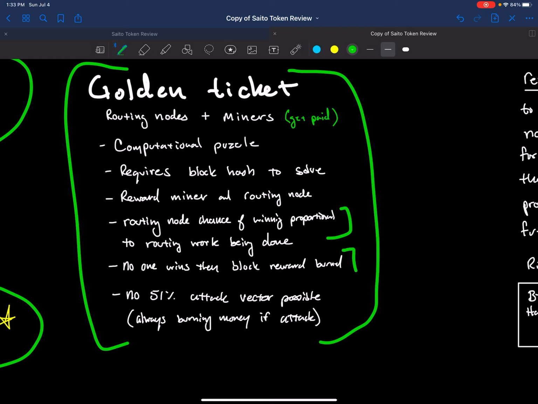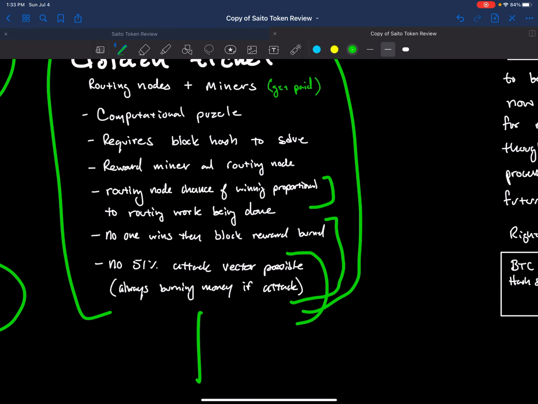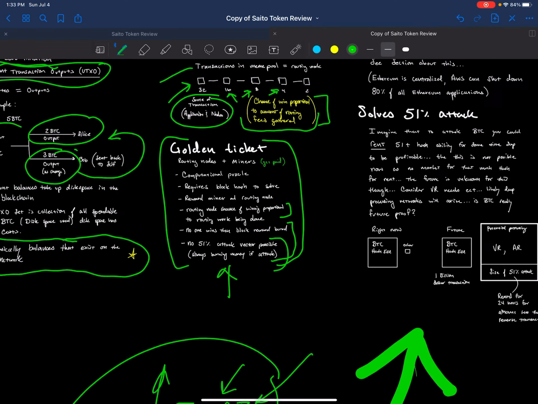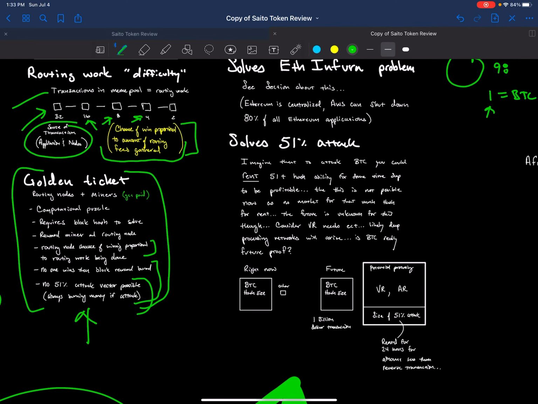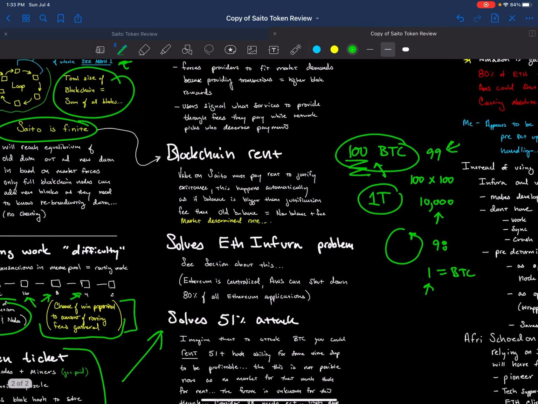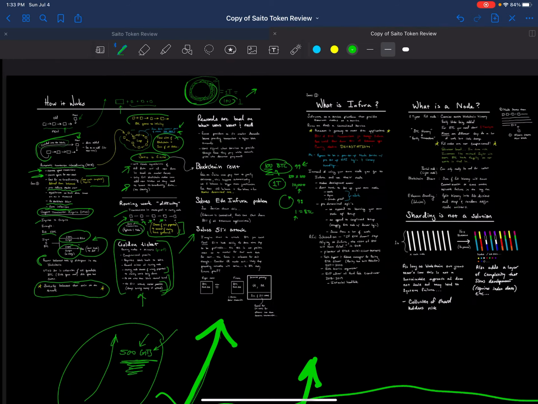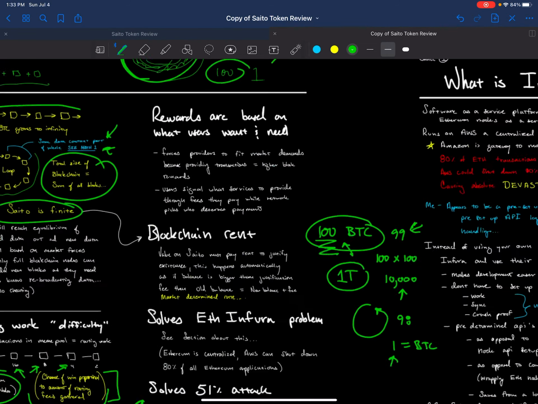And no one wins. If no one wins the block, the reward is burned. And all of these mechanisms get rid of the 51% attack problem, and it's always burning money if attacked. Now, I'll go over why the 51% attack does pose a problem for Bitcoin and other networks that don't exist right now, but we'll get there in a minute. So let me go over, okay, I'll just keep going.